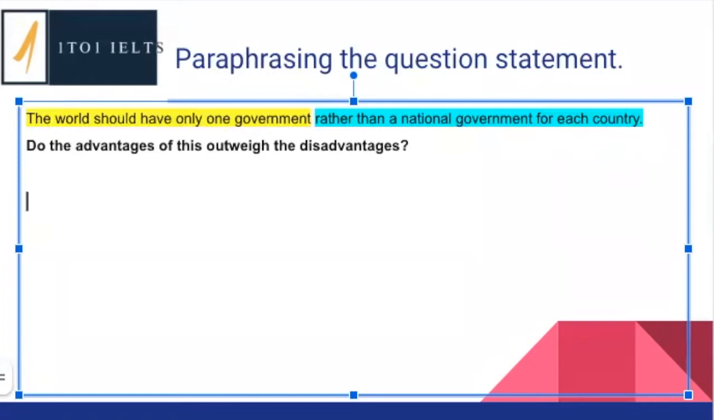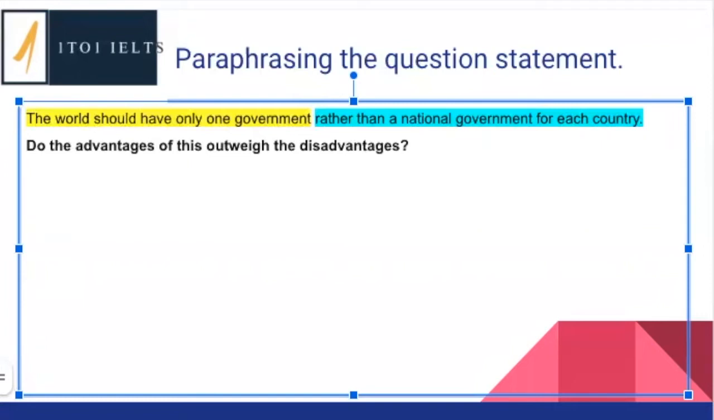Mona, be careful. Mona mentioned using local government rather than national government. Local government normally refers to an area within a country, like a regional government. So local and national are not synonyms.